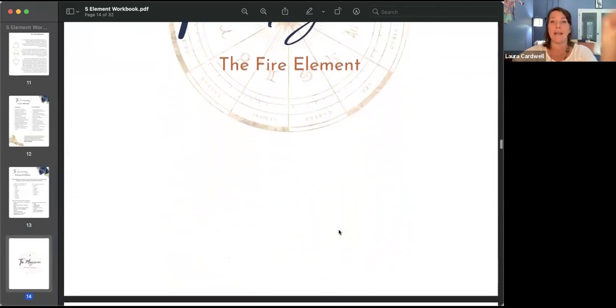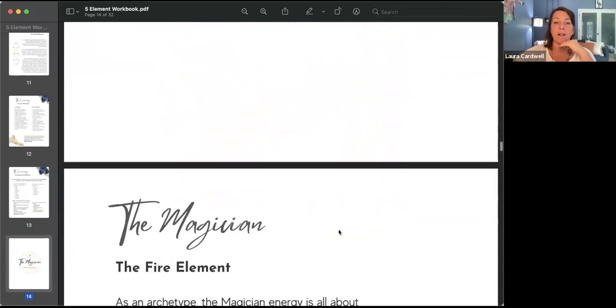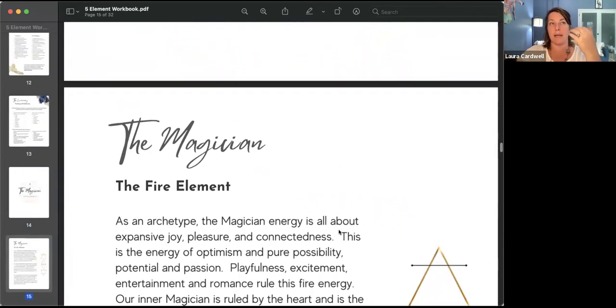So the next element in the wheel is the fire element. And the fire element is made up of 4 meridians. It's the heart, the small intestine, the triple heater, and the pericardium.